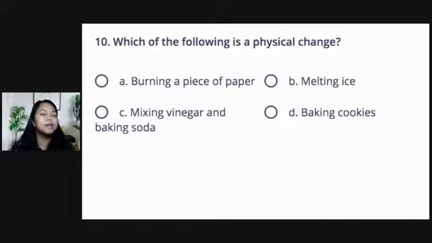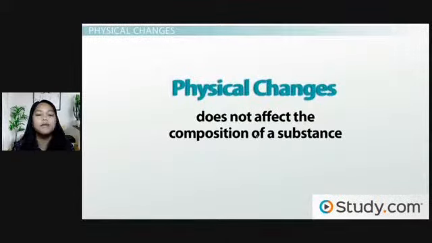Letter B, karamihang choice. We are looking for an example of a physical change, and letter B is the correct choice. So melting ice, that is just a physical change. Now, let's take a look at the difference between physical changes and chemical changes. When you say physical changes, it does not affect the composition of a substance, okay? It does not affect the composition of a substance.